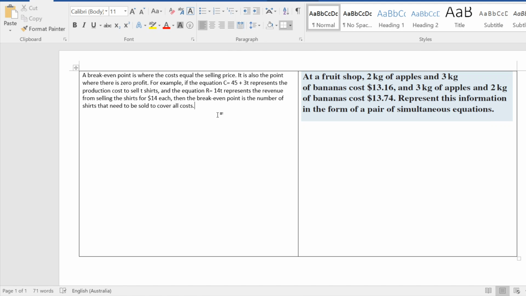In the first one, they've actually been quite generous. They've actually given us the two linear equations that we need to work out, but we just need to show a little bit more interpretation of the question here. So let's have a read.